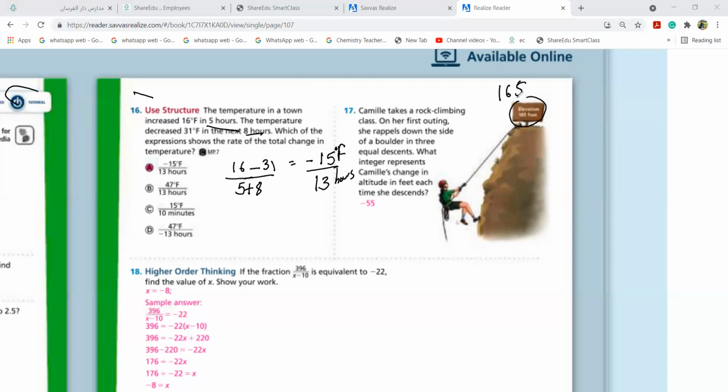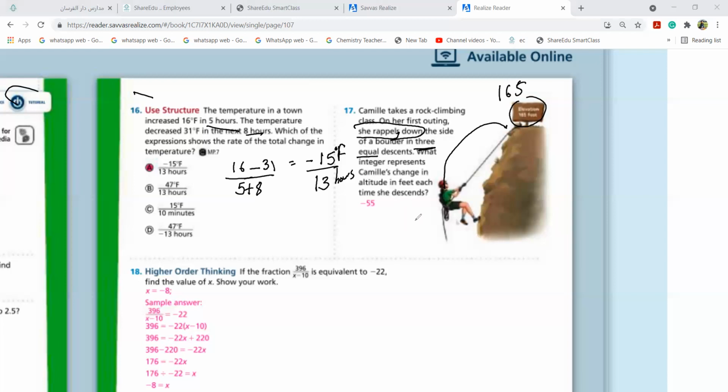Is it positive? Okay, so while she was going up, until she reached up there, they said she rappels. What is the meaning of rappels down? Down means negative or positive? Negative, when it is down, right? So how many times did she come down? 3 sides, 3 equal descents.